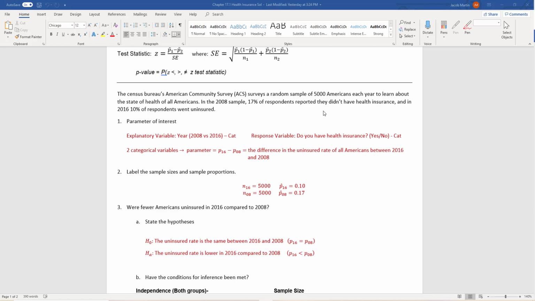So what is our parameter of interest when our explanatory variable, which is the year, because that's what we're trying to see, compare the two different groups, 2008 versus 2016. So the two groups we're comparing is our explanatory variable. That's categorical. Our response variable is whether or not they have health insurance, because that's the variable we want to compare, which people would either answer with yes, they do, or no, they don't. That one's also categorical. And when we have two categorical variables, that's going to determine our parameter of interest.